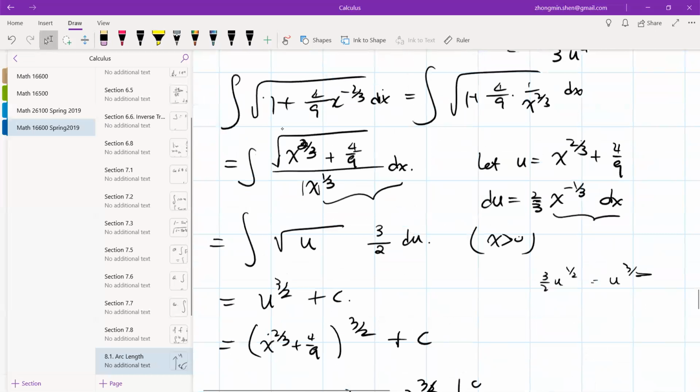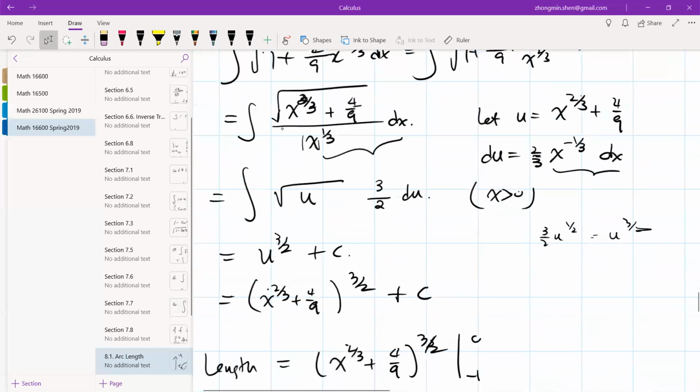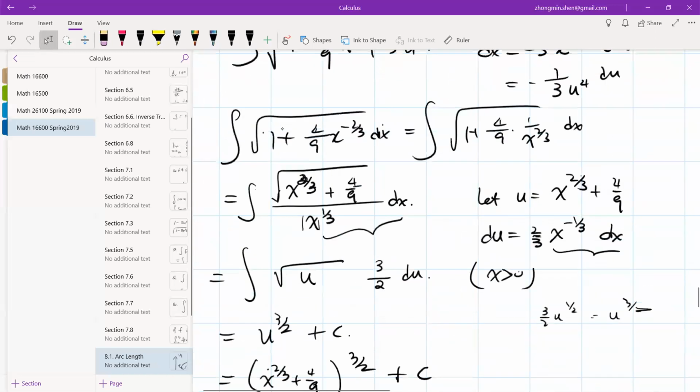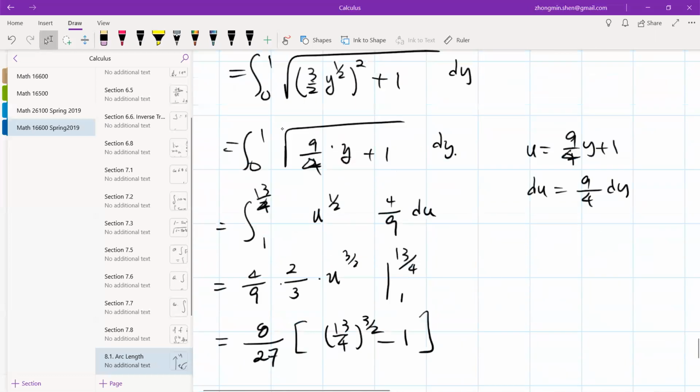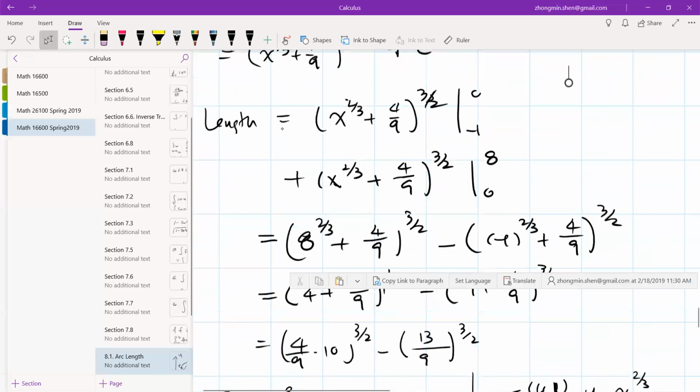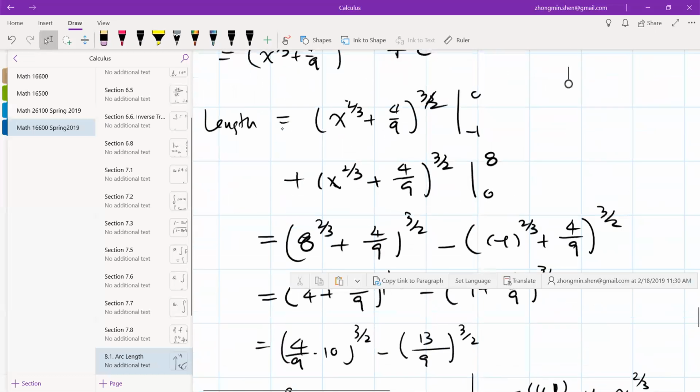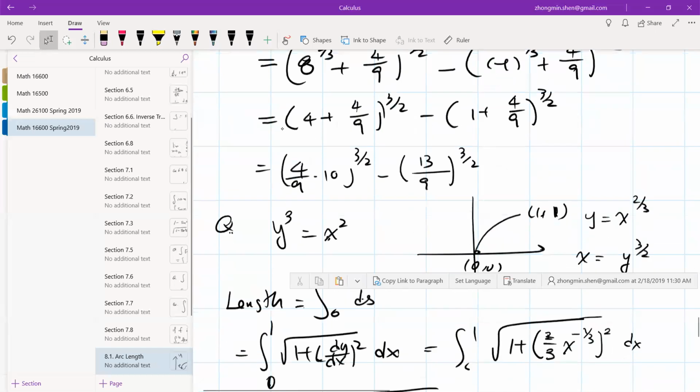You have to use a smart substitution to simplify. If you use the wrong substitution, you will never get it. So for some functions, for some curves, this can be described by a function of x, and this also can be described as a function of y, okay? So there are two possible options.